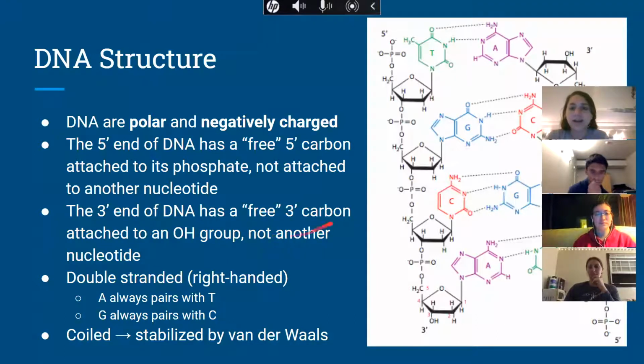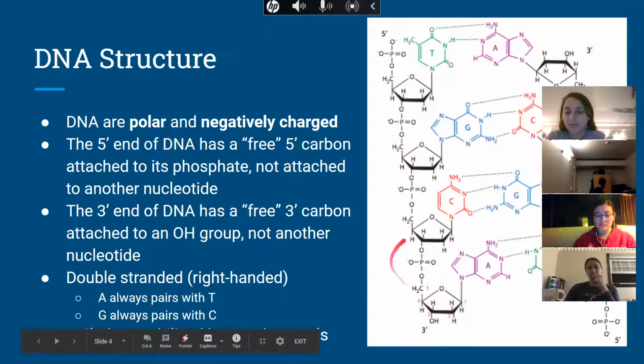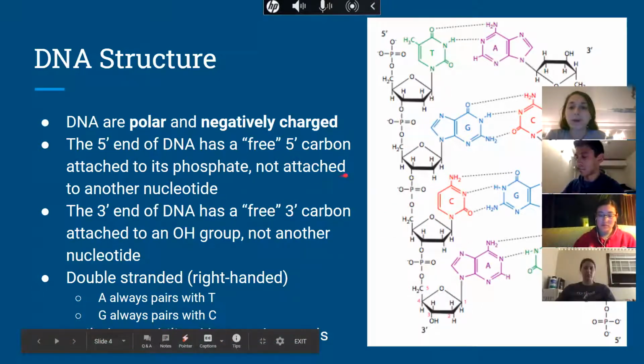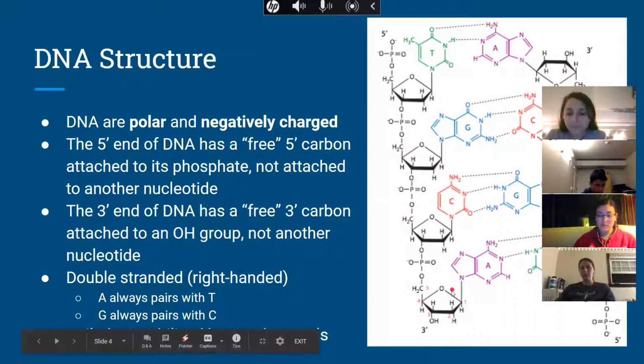So speaking of the structure, here we have another diagram. Here you can see the molecular structure of the phosphate group connecting to that 3' hydroxyl group. Important things to know about DNA: DNA is polar and negatively charged. DNA is polar, it's not symmetrical. The 5' end has a free 5' carbon attached to the phosphate group. It's not attached to another nucleotide. See how it ends here with this phosphate group. And the 3' end of DNA has a free 3' carbon attached to the OH group.